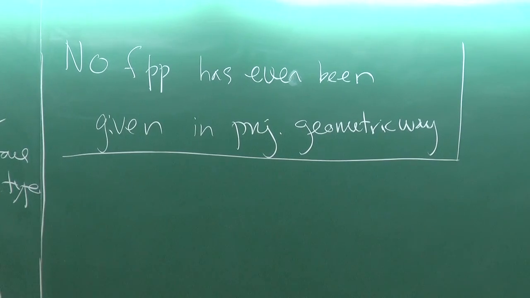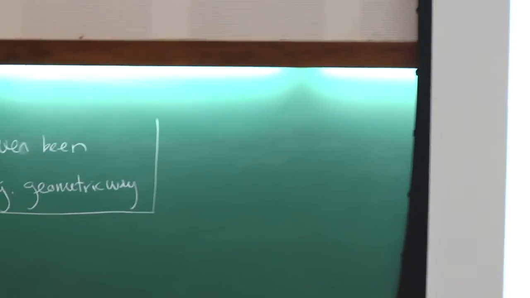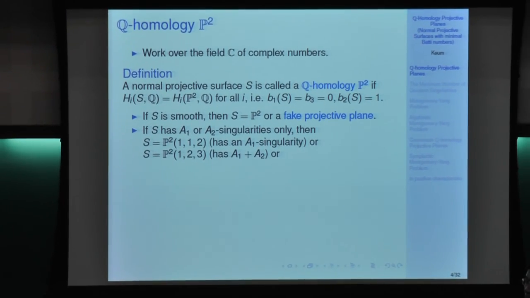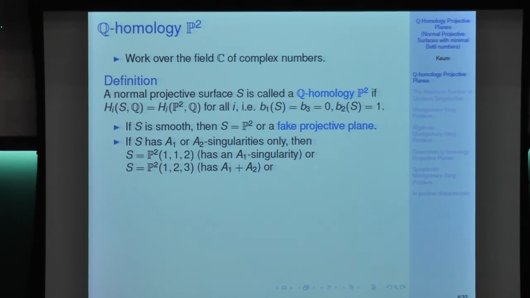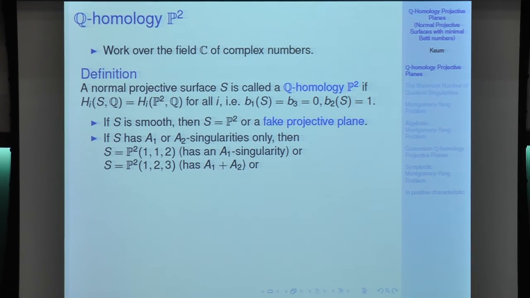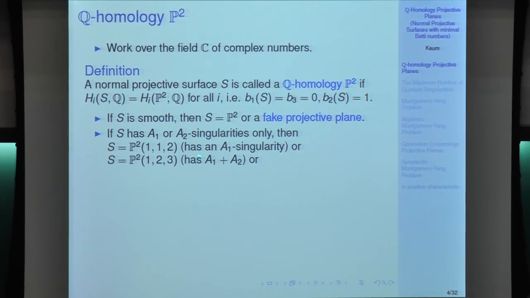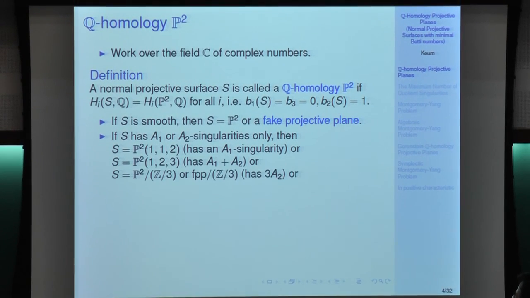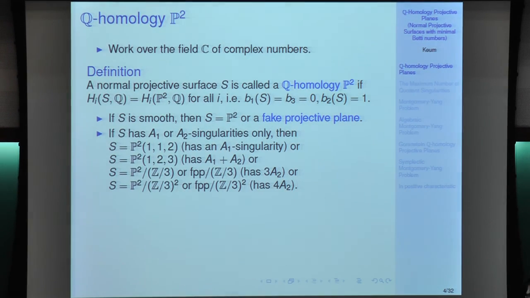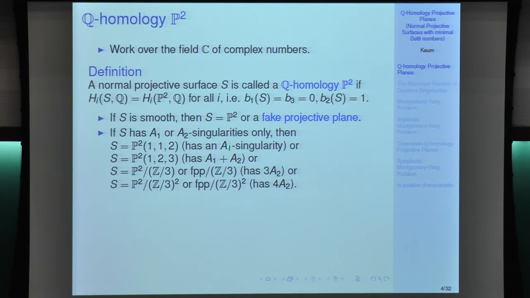Okay, and then the next case you can think of: you can impose just singularities of the simplest type. For example, only A1 or A2 singularities, say. So A1 is order 2, A2 is order 3, both are rational double points. In this case, you can actually prove that we have one of these cases: S has only one A1 singularity, or one A1 plus one A2 singularity, or 3A2 or 4A2.